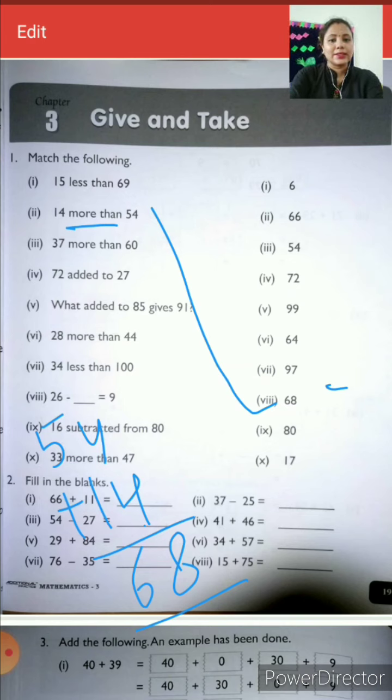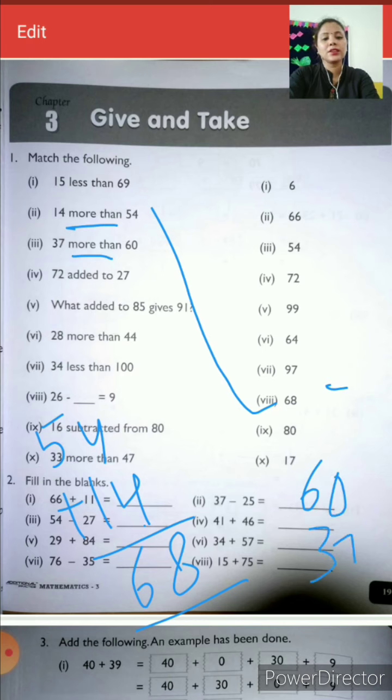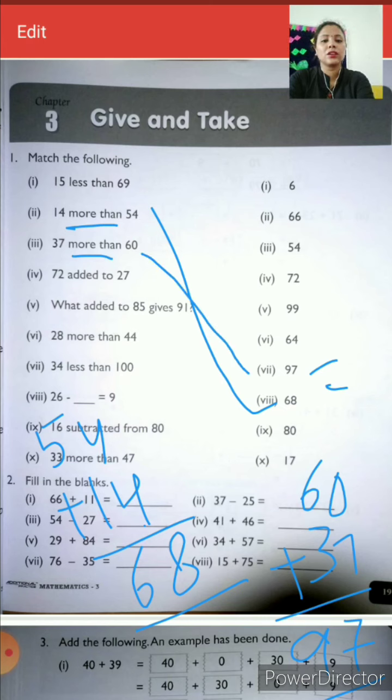Now the third one is 37 more than 60. Again, more means addition. So add 60 with 37. 0 plus 7 is 7, 6 plus 3 is 9. So the answer is 97. Where is 97? Here. So match it with 97. The answer of question number 3 is 7. Okay, done.